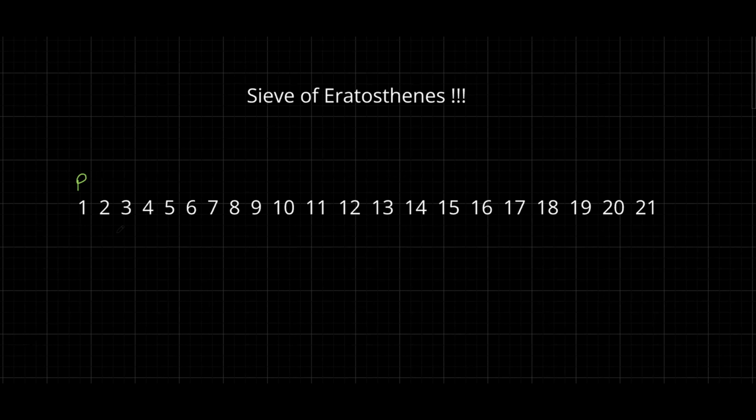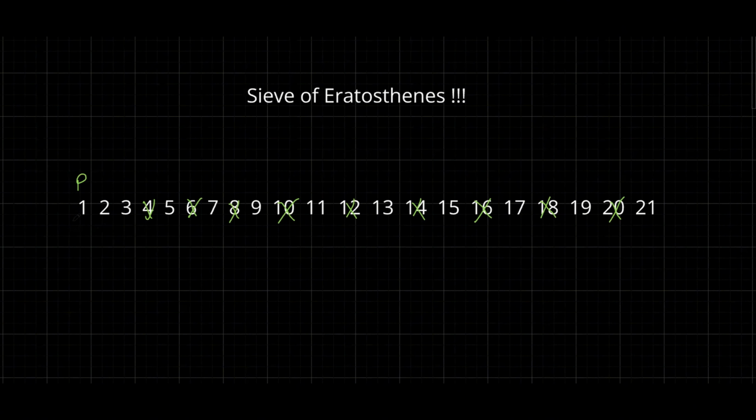Now we have to run the algorithm accordingly. Suppose currently we are at this element 2. Except this element 2, we have to discard all of the multiples of 2 as non-prime numbers. So here 4 will be non-prime, 6, 8, 10, 12, 14, 16, 18, and 20. All of the multiples of 2 except this element 2 are non-prime. Okay, so far so good.